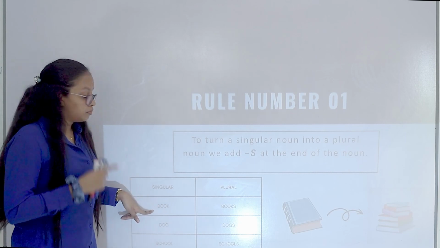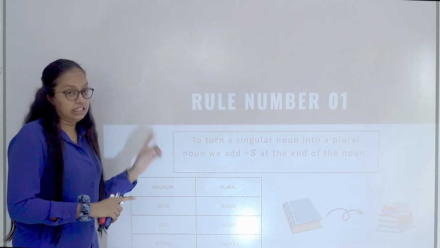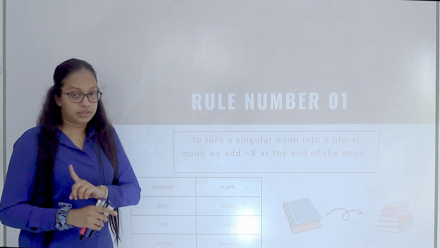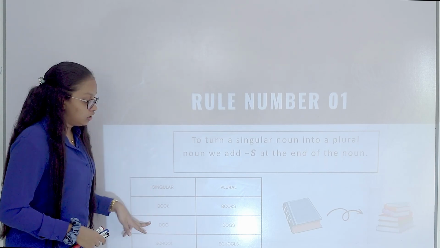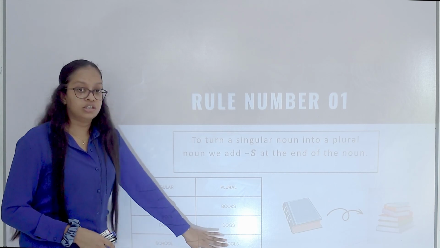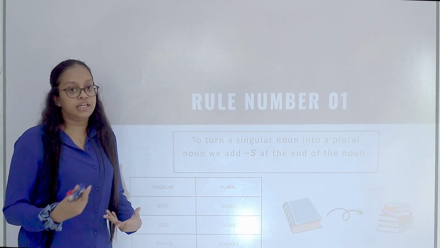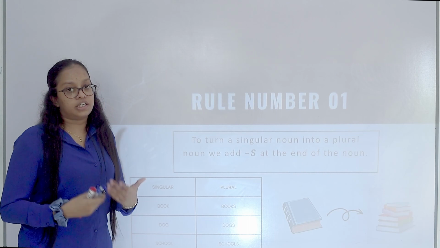We add s to the singular noun at the end of the word to make it a plural. Dog, dogs. School, schools. We only add an s at the end of the noun to make it a plural.